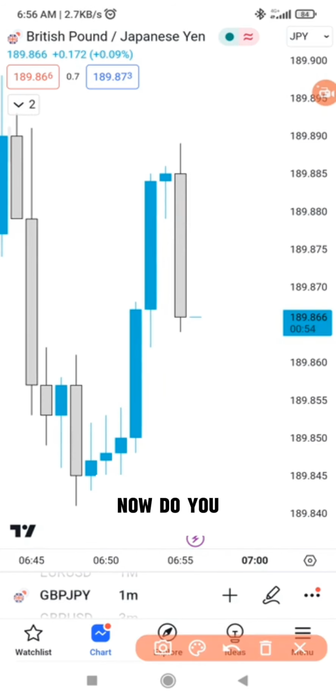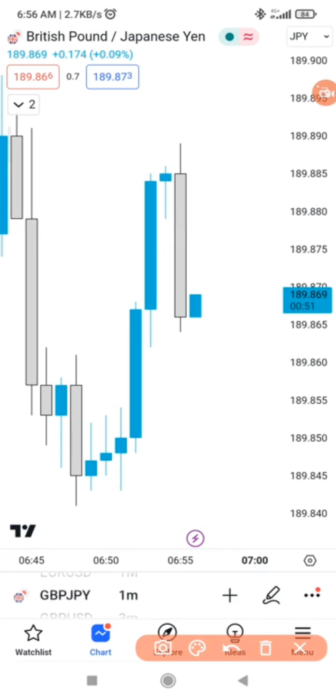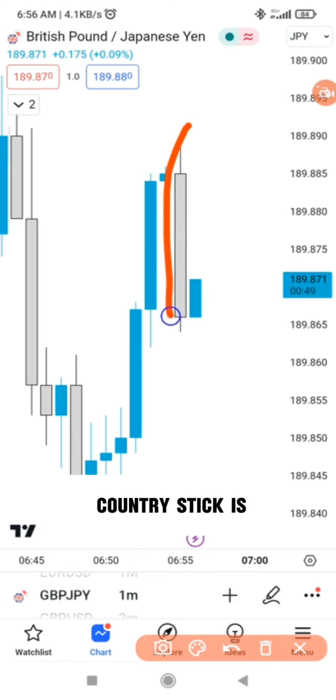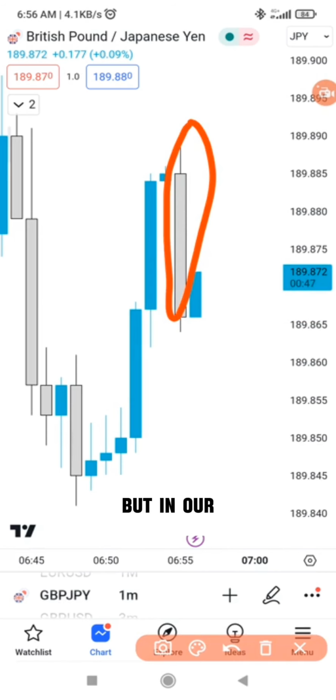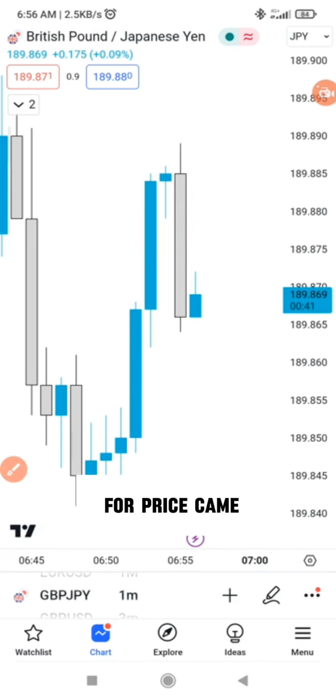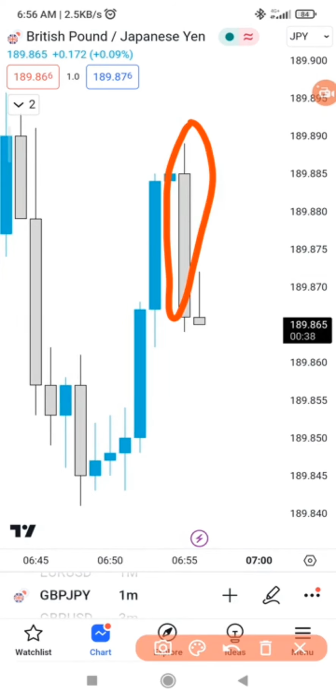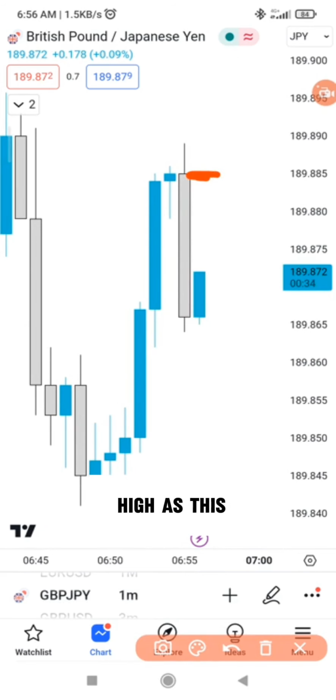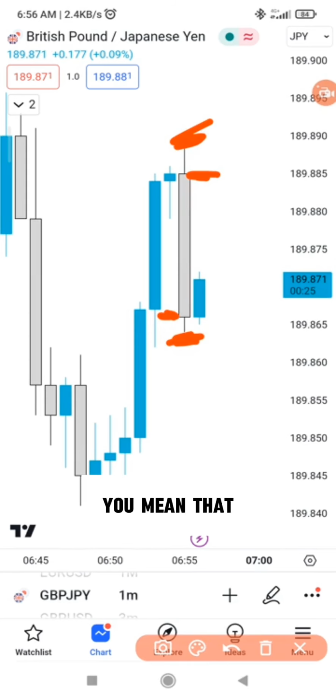Now, do you understand what I just showed you? This particular candlestick is bearish, but in our very present, it was bullish for a while. It became bearish. Do you get it? So you will see where price formed. Price came from here. Price opened here. It went as high as this. This is the highest point it got to this 1 minute. This is the lowest point it got to this 1 minute. And this point is where it closed.